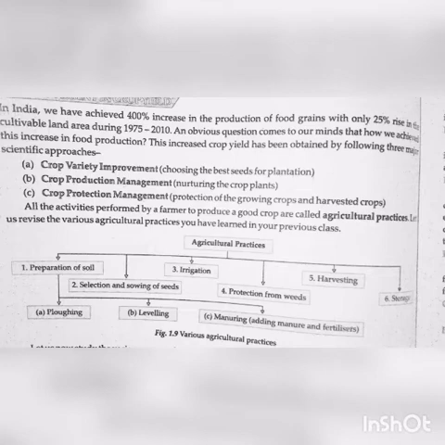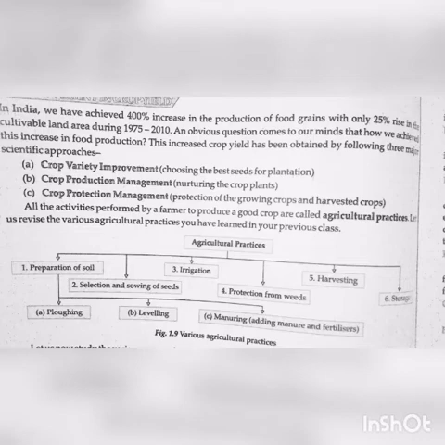This increased food yield has been obtained by following three major scientific approaches. First, crop variety improvement, that is choosing the best seeds for plantation. That means quality of seeds. We must select good quality seeds. Quality and quantity of seeds. Next, crop production management, that is nurturing the crop plants, adding manure and fertilizer.